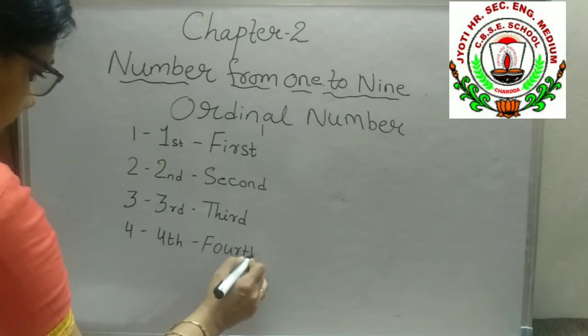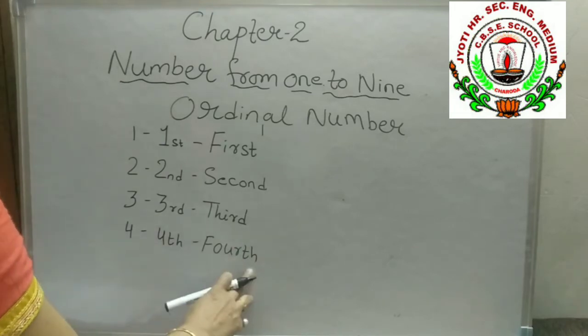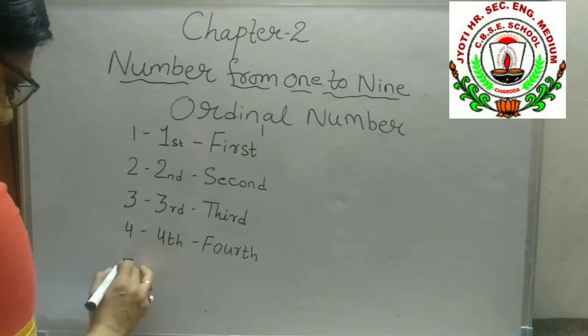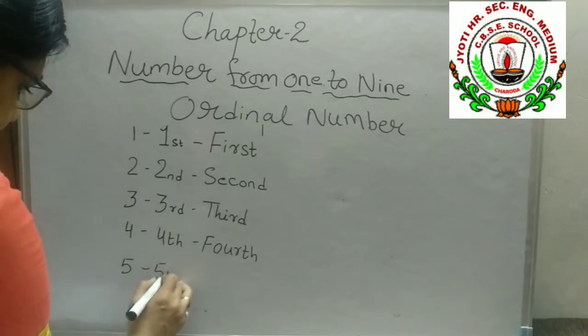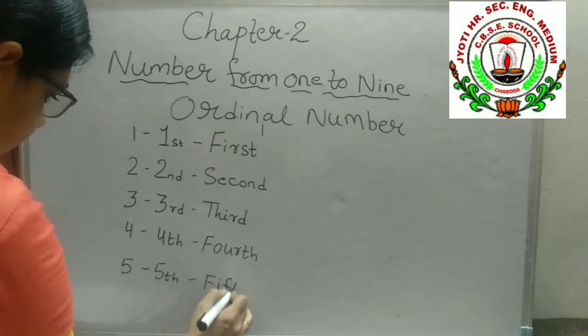F-O-U-R-T-H, fourth. For 5, we are writing fifth. The spelling of fifth is F-I-F-T-H, fifth.